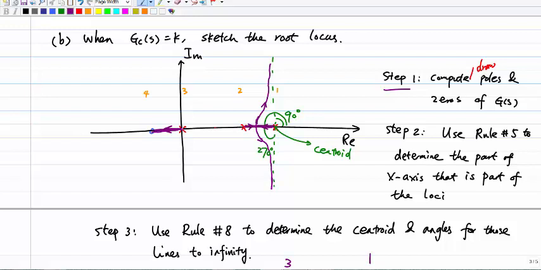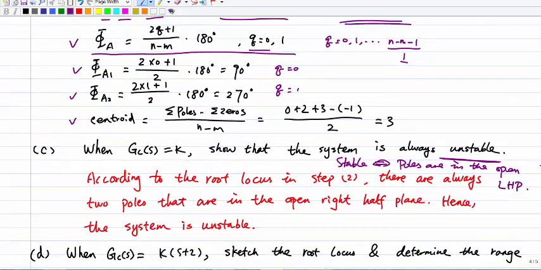If you look at this one, this pole becomes negative. Great. However, we know this pair splits and goes up, so it never goes to the left half plane. This side is the left half plane, on the left of the imaginary axis. This is not, which means that two poles are always in the right half plane. That's why it's not stable. So according to the root locus in step two, there are always two poles that are not in the open left half plane, no matter what k we have. So the system is unstable.